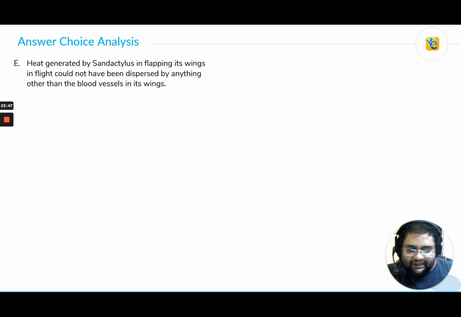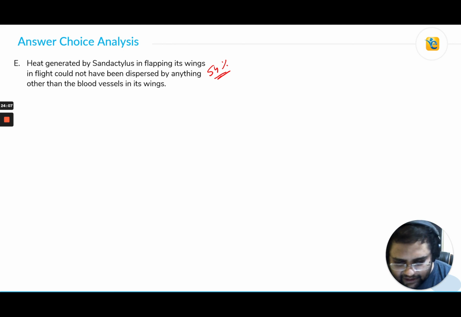Heat generated by Sandactylus by flapping its wings in flight could have been dispersed by anything other than blood vessels in its wings. So this is the option choice that around 54% of students have chosen. It's the most popular option choice, but let me explain why it's wrong. What does it say? Heat generated by Sandactylus. So you're talking about Sandactylus.